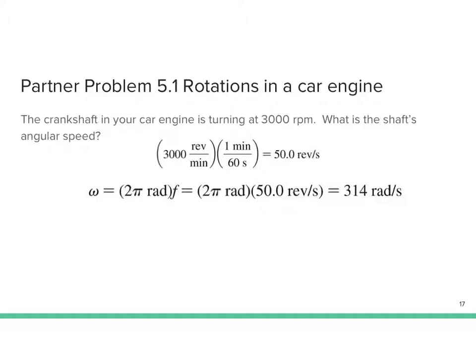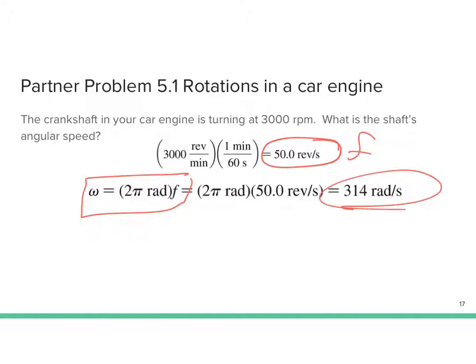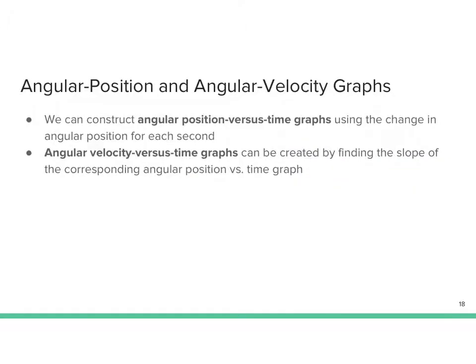Here is that problem worked out. As you can see, the first thing is to get it to revolutions per second, aka that's our frequency, and then we can use this formula, the 2 pi rad times the frequency, to figure out that it's traveling at 314 radians per second.